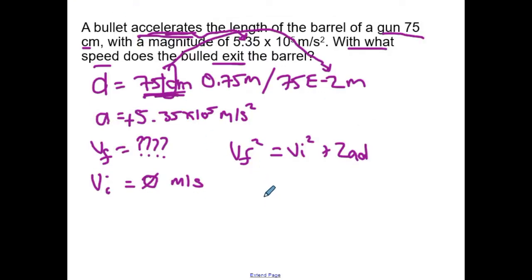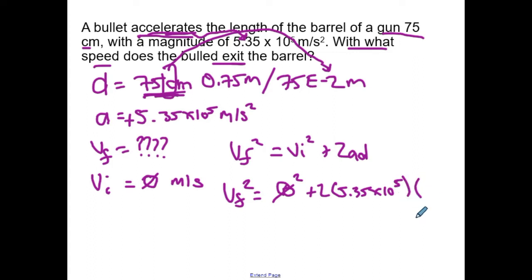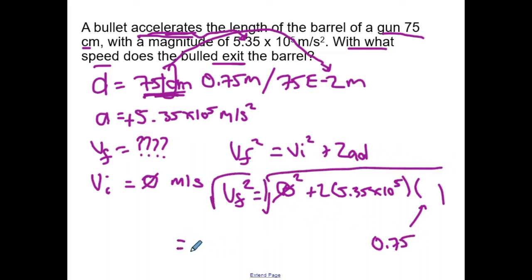So after we figured out all of those little tricks so far, the question is pretty straightforward, actually. Velocity final squared will be equal to an initial velocity of 0 squared, which does literally nothing. Acceleration is a positive 5.35 times 10 to the 5 value. And your distance, I'm going to have to write it down below here because I'm out of room, will be 0.75. All I've got to do is square root both sides, and we've got an answer. So grab your calculator, give it a try, see if you get the same thing as me. 2 times 5.35 times 10 to the 5 times 0.75, all square rooted, gives me this number here.